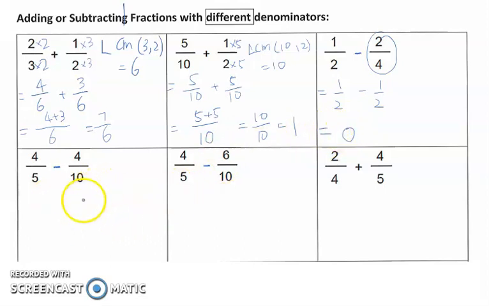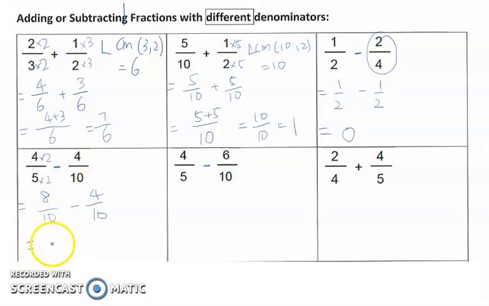Now let's have a look at another example here. We've got 4 over 5 take away 4 over 10. Again, the aim is to have the same denominator. This is 10, this is 5. I know that if I multiply 5 by 2, that will give me 10. I don't want to change the value of the fraction, so I need to do the same thing to the top number as well. That will give me 8 over 10 take away 4 over 10.